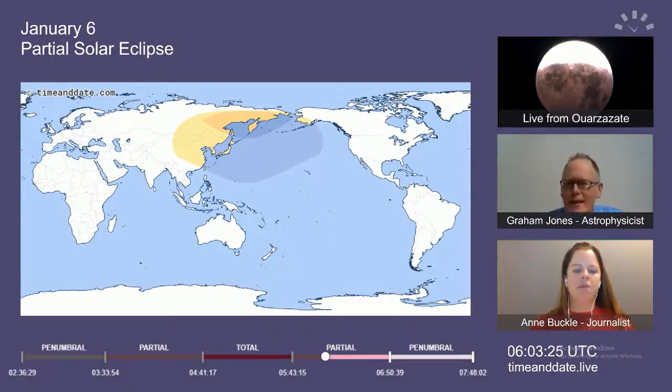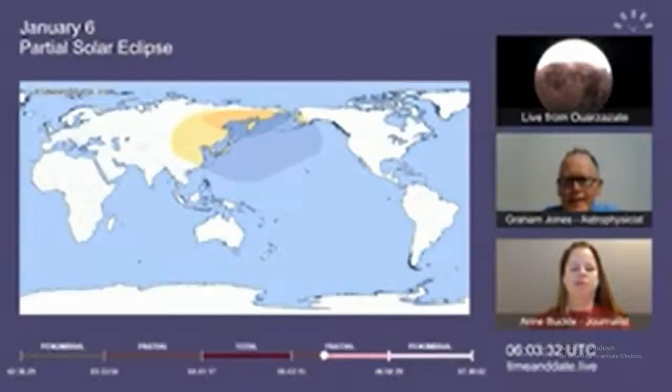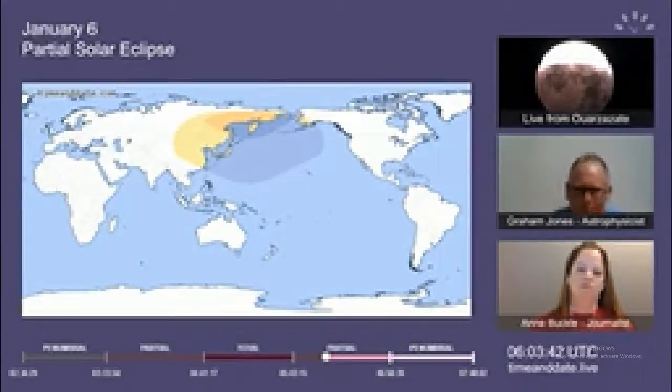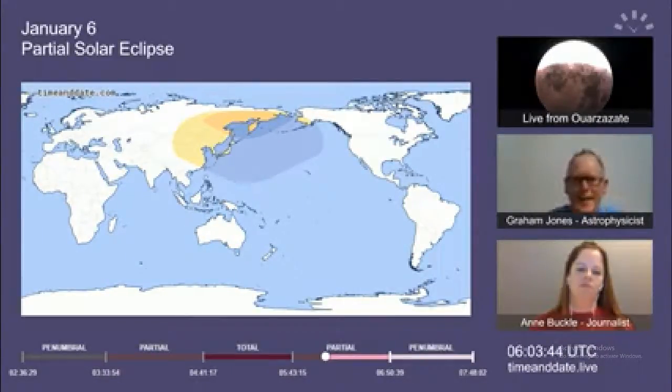And can you have two perfect eclipses? Can you have a total solar eclipse and a total lunar eclipse in the same season? You cannot have two total eclipses together, because you can never have that perfect alignment lasting for that long.